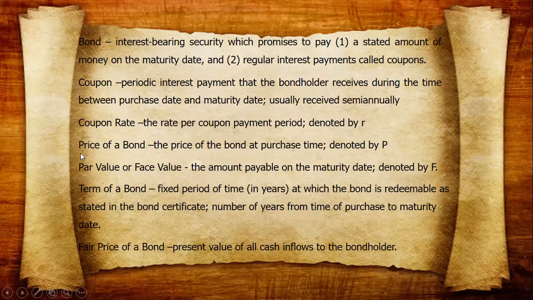Par value or face value, the amount payable at the maturity date. So, it is the amount that will be paid to an individual at its maturity date. In a bond, it is called face value. And then, fair price of a bond, it is the present value of all cash inflows. So, all the values, or all the cash inflows to the bondholder.